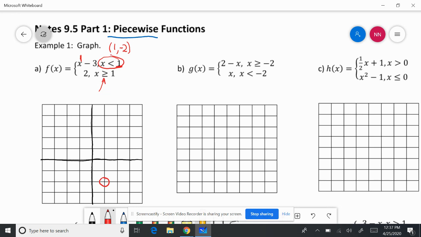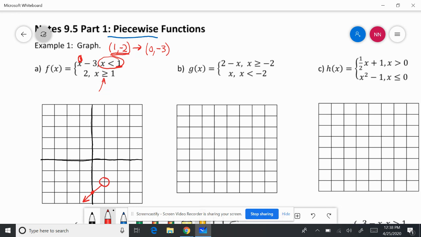Now, we're starting at (1, negative 2), and we're going to go to the left. A point to the left of 1 would be 0, so we plug a 0 into the x. 0 minus 3 is negative 3. So it starts at (1, negative 2) and goes to (0, negative 3). Since it's a linear equation, it's a straight line going in that same direction.